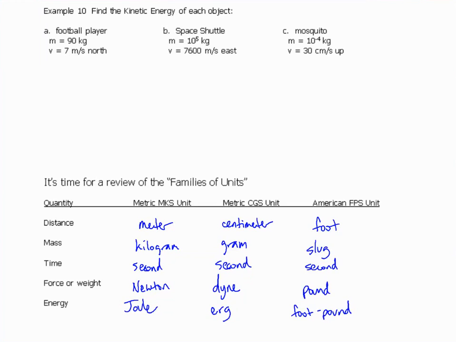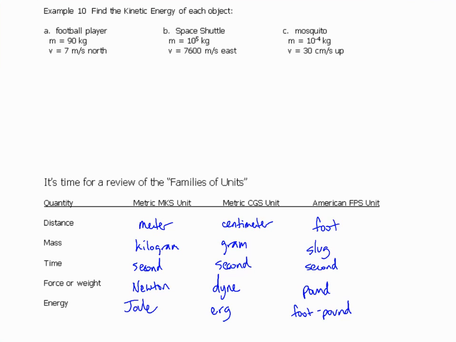Okay, so you're looking at the bottom of page 9 here, and we just finished example 10 where we were finding the kinetic energy of each of the three objects. And now for a quick review of the families of units. So I went ahead and wrote all of these in so that you can start writing them, save us all some time on the video.